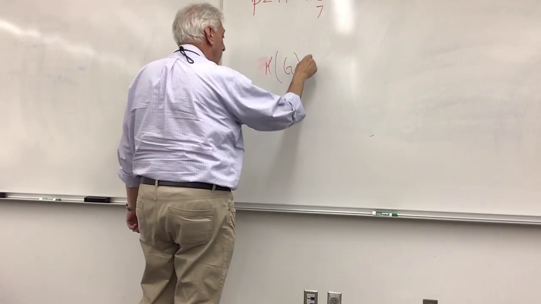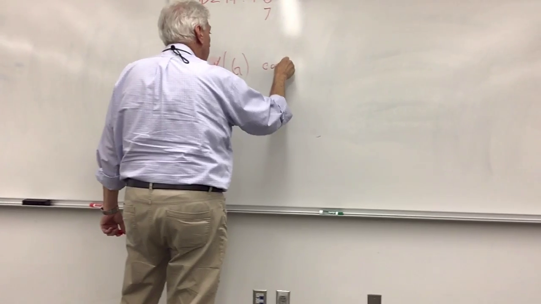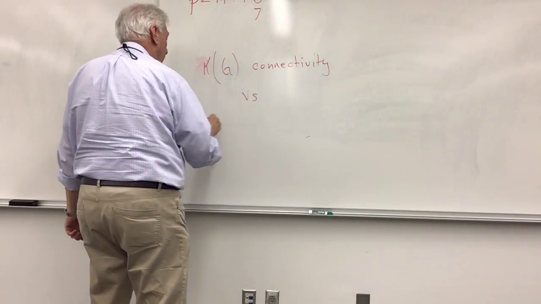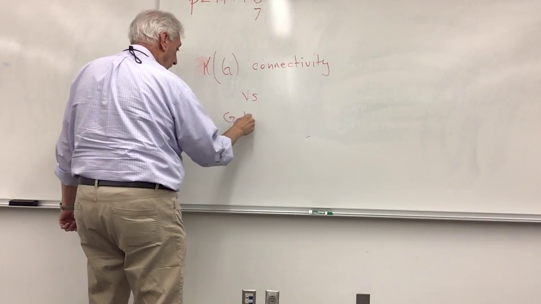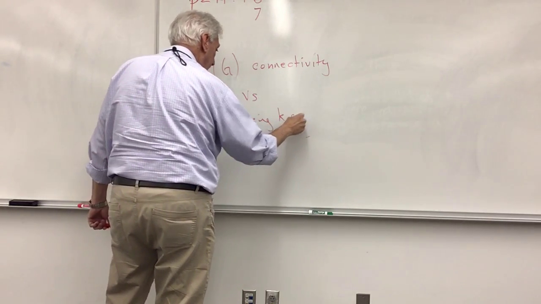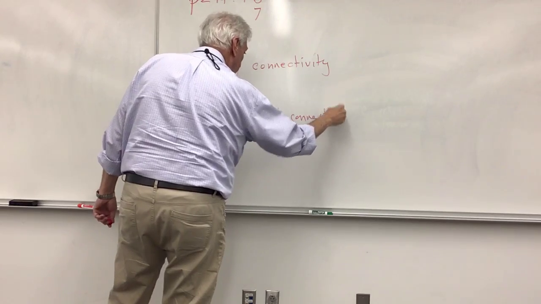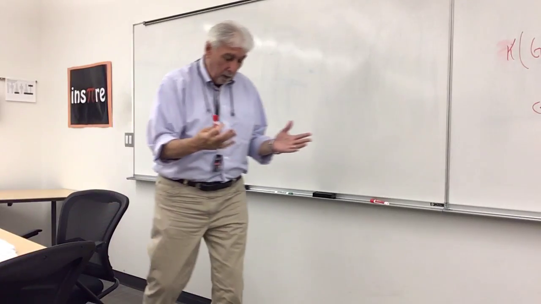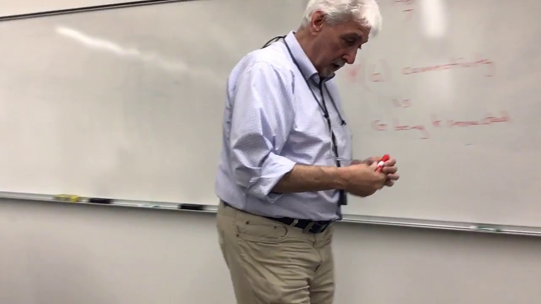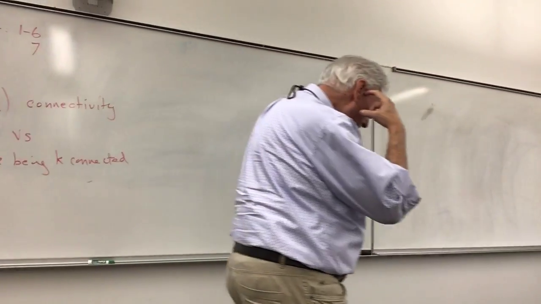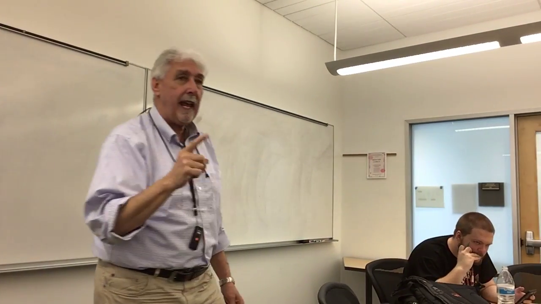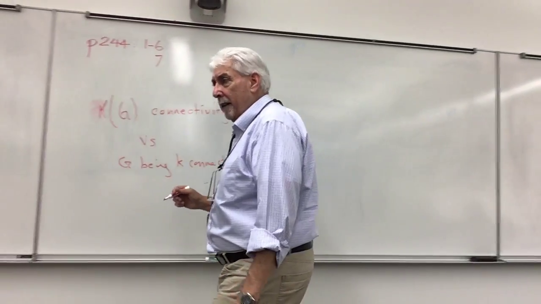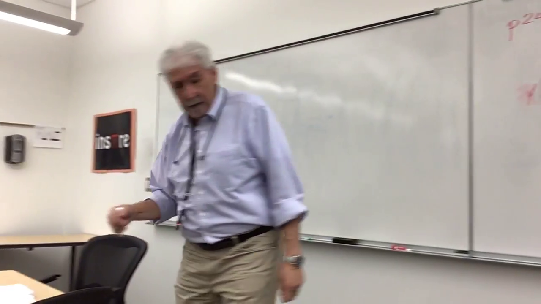So connectivity of G versus G being K connected. And I want to start out with, this jumps into the next section, but just to give you an idea of the flavor of the difference. When I say that G is K connected, and does he use a hyphen? He does.